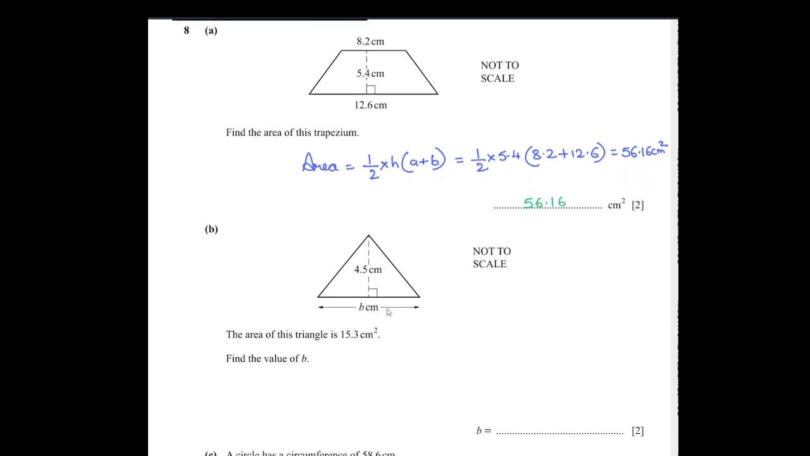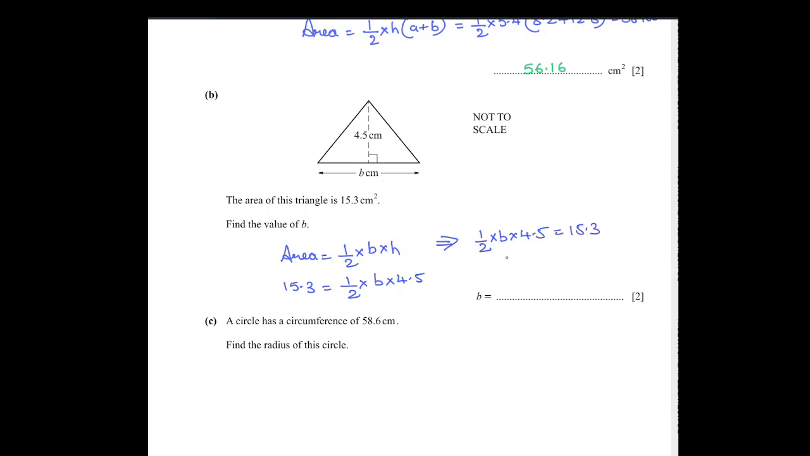Question number B. The area of this triangle is 15.3 centimeter square. Find the value of b. Now area is already given. Area is equal to half into base into height. So we know the area, which is 15.3, and half into base we don't know, and height is 4.5. Using the transposing method, let me flip the equation first. Half into b into 4.5 is equal to 15.3.